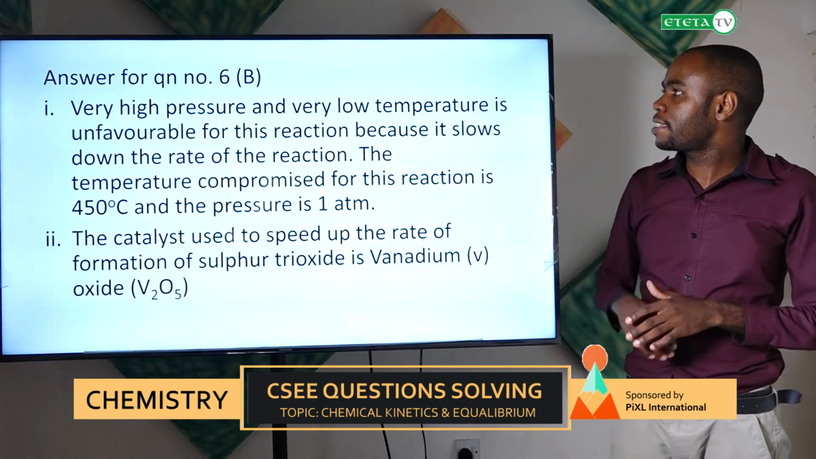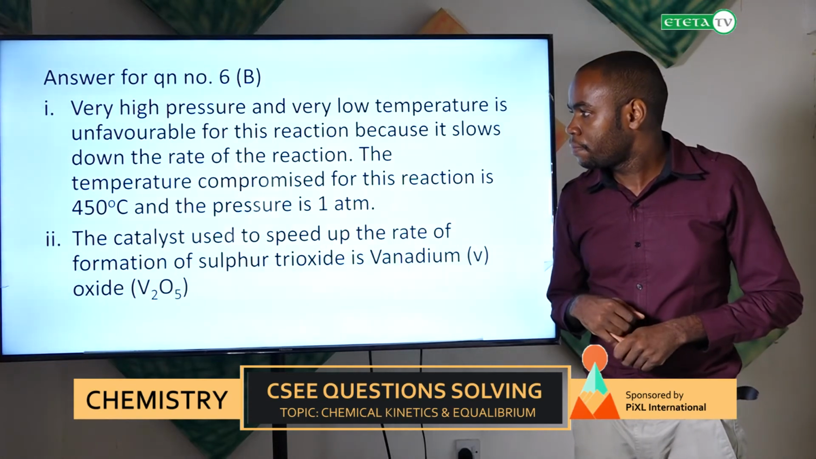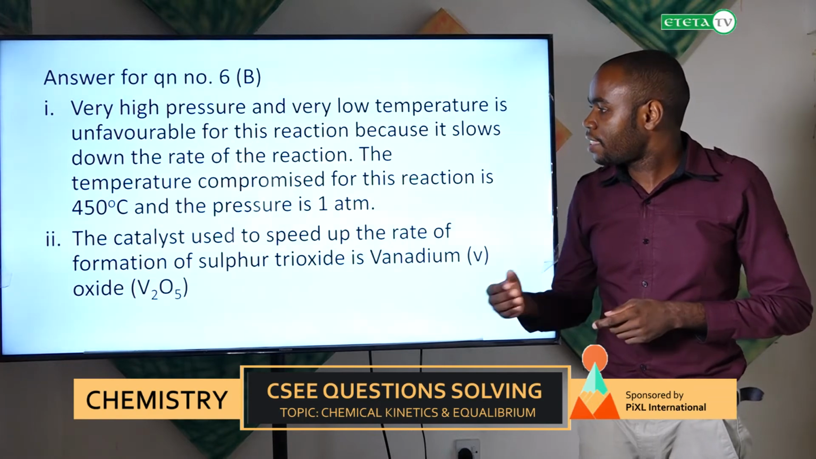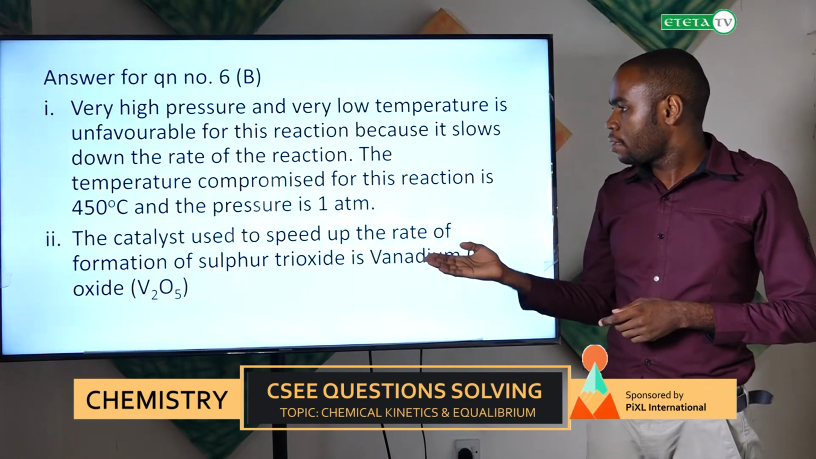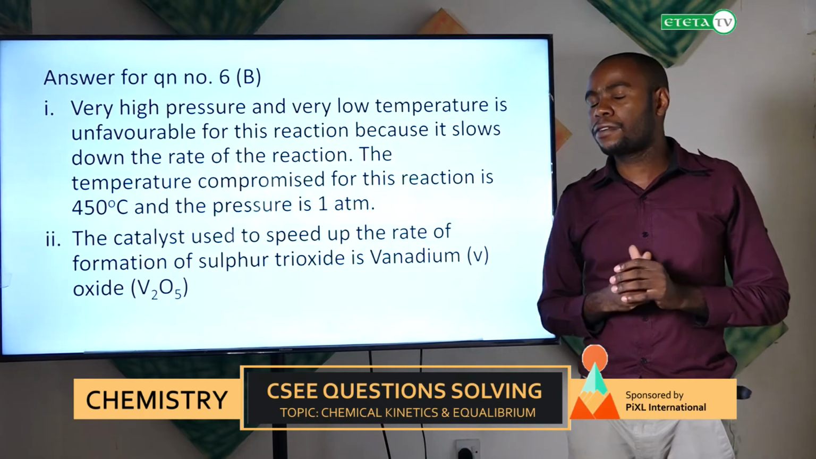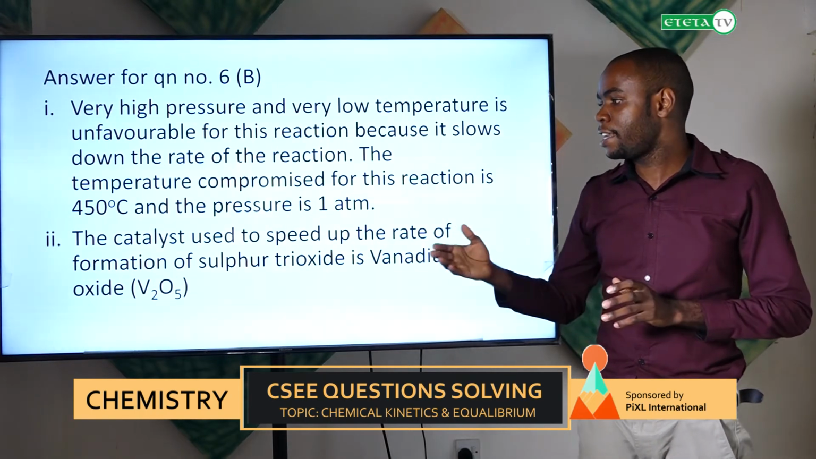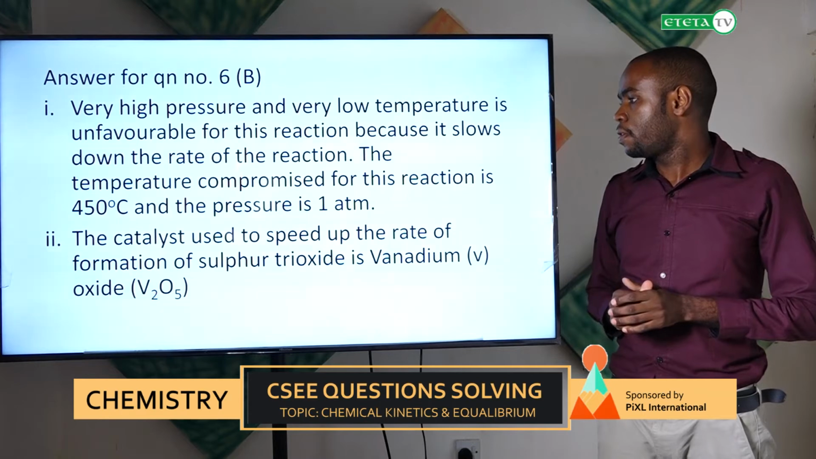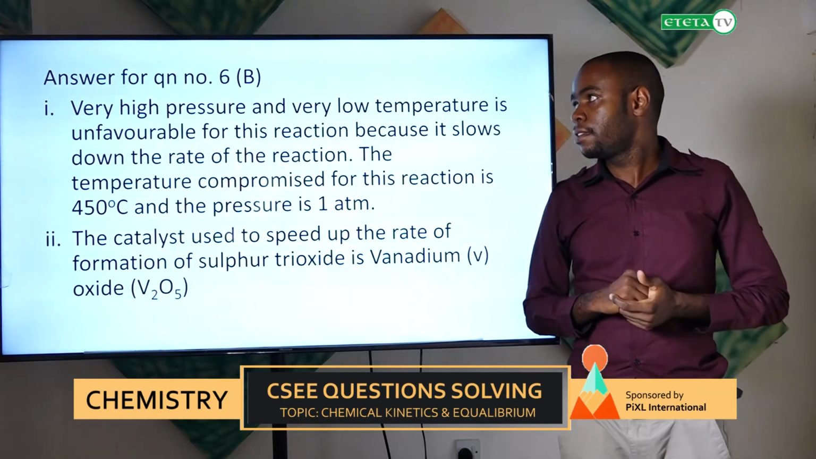Now, the answer for question number 6b, Roman 2. The catalyst used to speed up the rate of formation of sulfur trioxide is vanadium 5 oxide. So here it is vanadium 5 oxide which is used as a catalyst for this reaction.